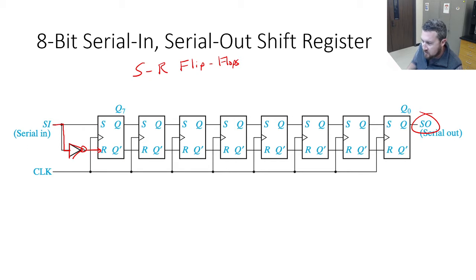Let's see, notice that there's no bubbles on any of the clock inputs. There's also no clock enable. This is just going to run on the clock, and nothing else is going to happen. And we have 7 through 0. So we've got 6, 5, 4, 3, 2, 1, and then 0.